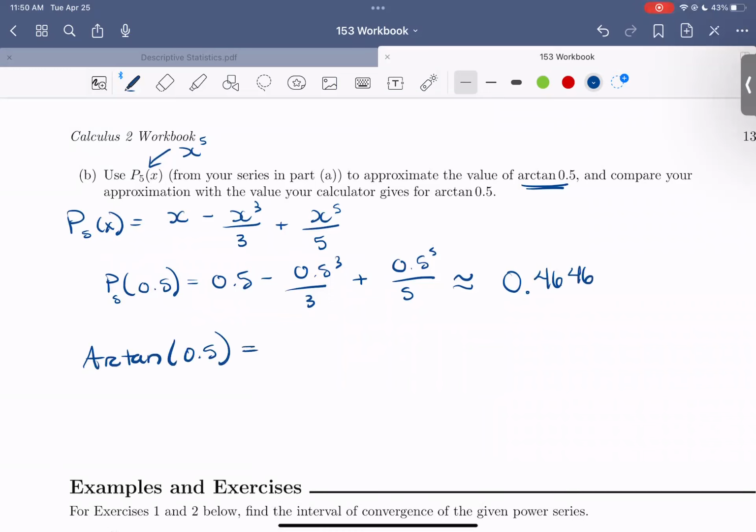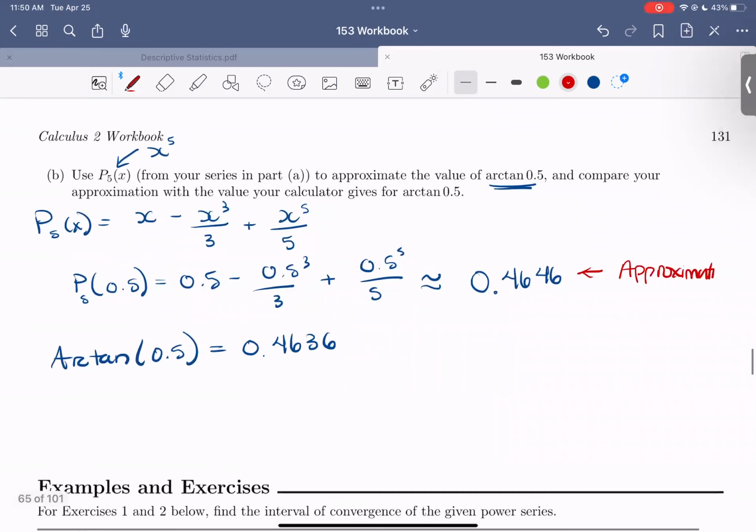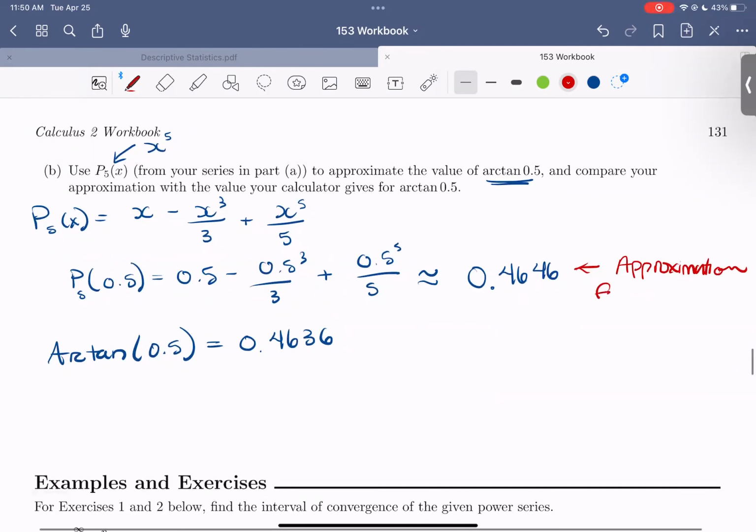So now pick up your calculator again, and I want you to compute arctan of 0.5. What are we getting there? Should be getting 0.4636. So look at our approximation for the arctan evaluated at 0.5, and compare that to the actual value. So notice our approximation picks up a good 2 digits of arctan of 0.5.